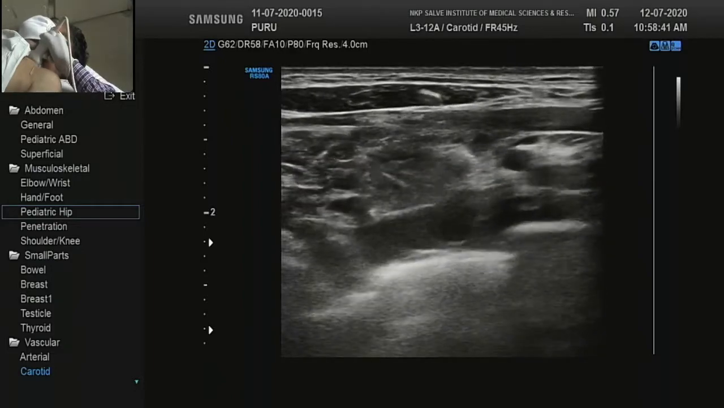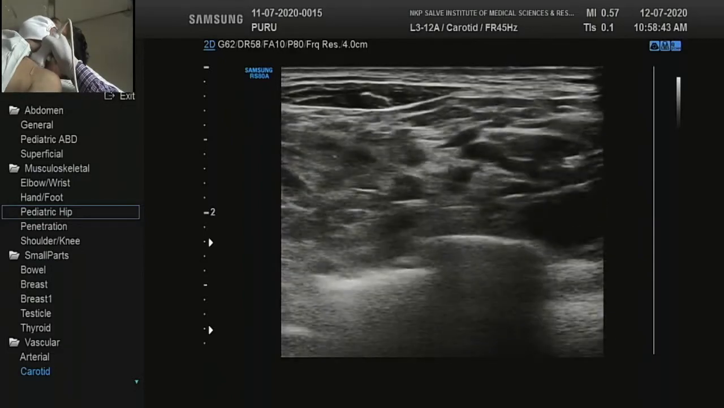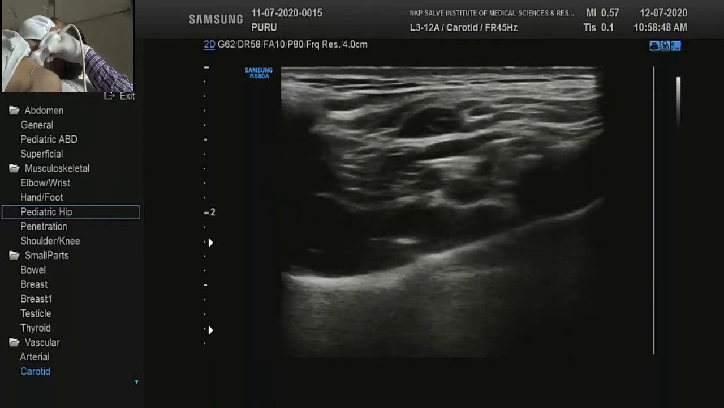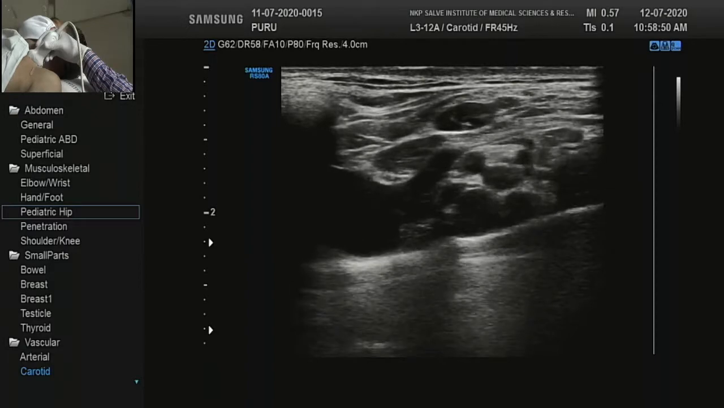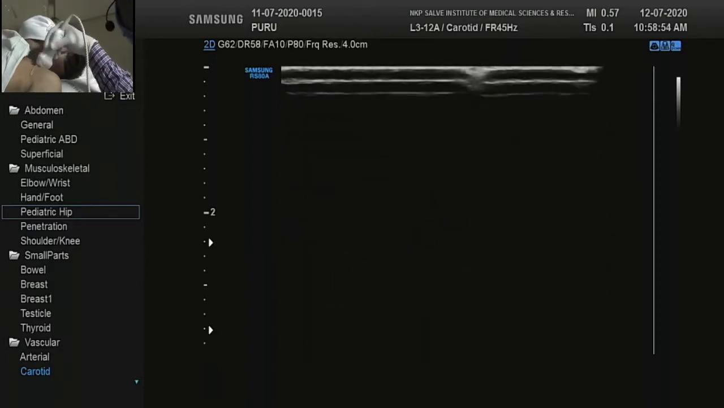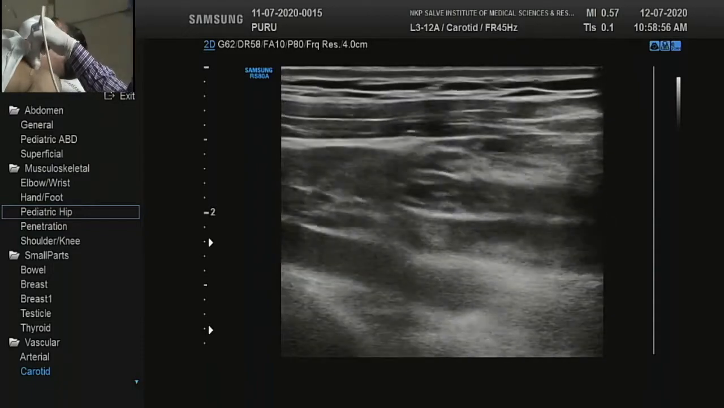So that is the subclavian artery, proximal. If you move distally, the clavicle would come here and you won't see anything. That is the acoustic shadow of the clavicle. The distal subclavian artery you can see in the infraclavicular region.